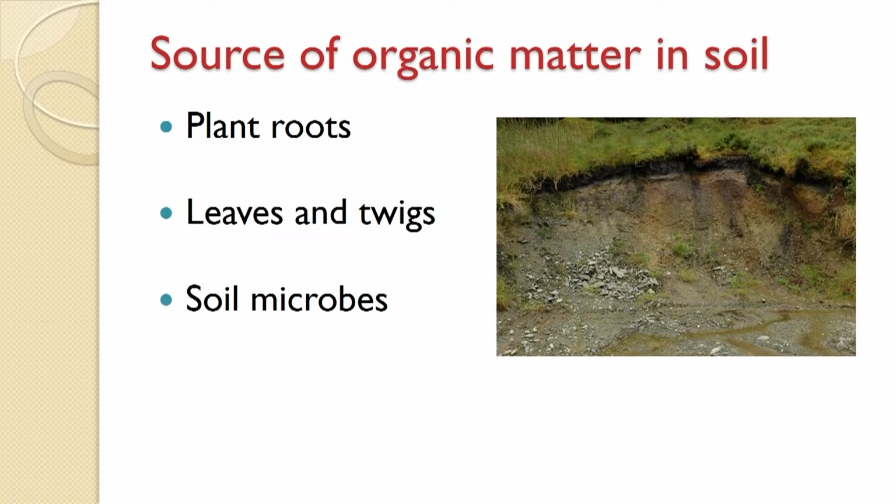Now let's learn about the sources of soil organic matter, or from where this organic matter comes. There are three sources. One is plant roots, another is leaves and twigs, and the third is soil microbes. In the case of plant roots, we know that the plant uses its roots for the uptake of minerals and nutrients from the soil, and when a plant dies, its roots also die. As a result, after some time, the soil microbes work upon these plant roots and they get decomposed. So this plant matter is also a good source of soil organic matter.